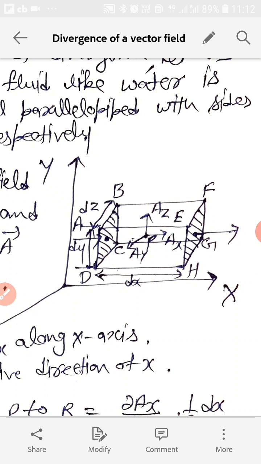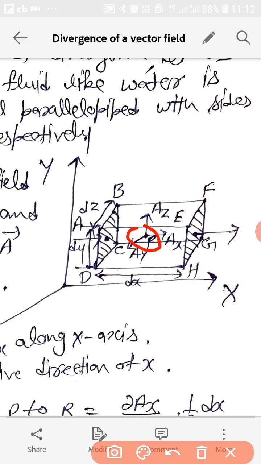Along the x, y, z axes, let A be the value of the vector field at the center P of the parallelepiped. At this point, the center of this parallelepiped, we have considered a point P where the value of the vector field is A, and let us consider this vector field A has components along x, y, z which are Ax, Ay and Az.